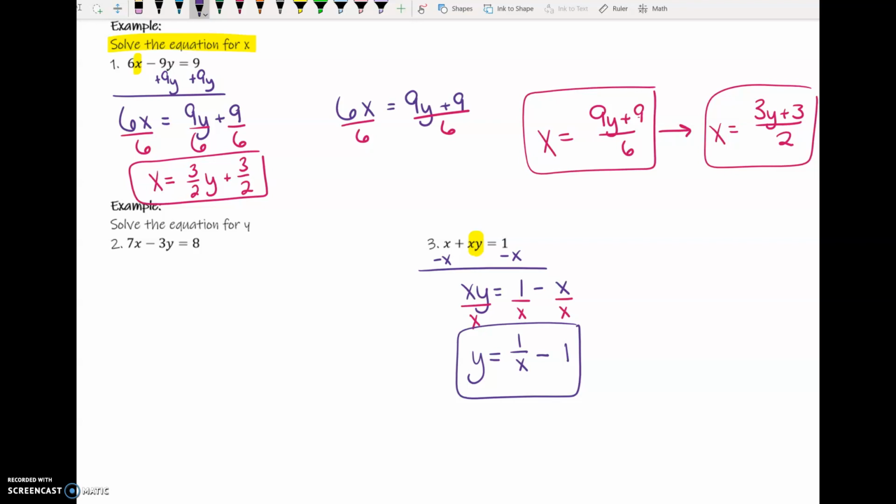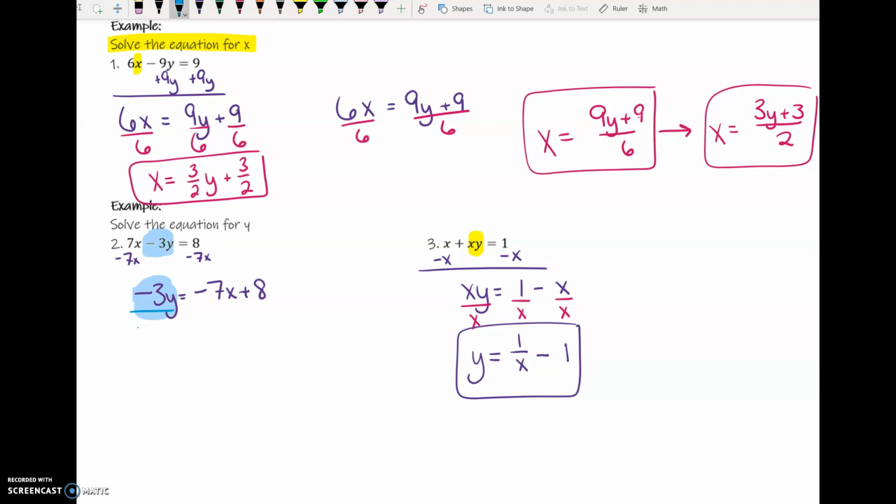This is just a generic, make it look like y equals mx plus b, get y by itself. So give this one a try on your own. One thing you need to notice is when you subtract 7x on both sides, this is a negative 3y. So don't lose that negative. That is a negative 3y.